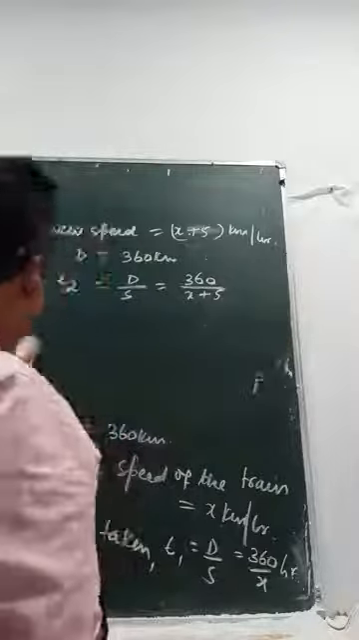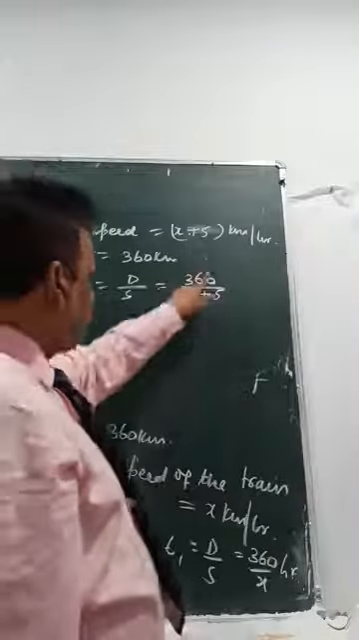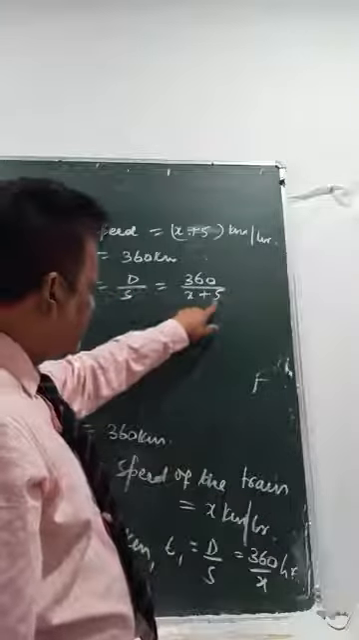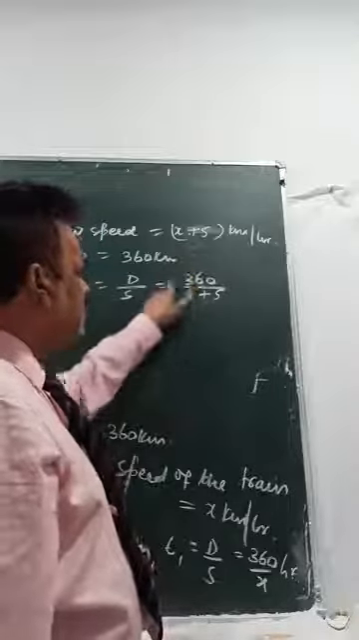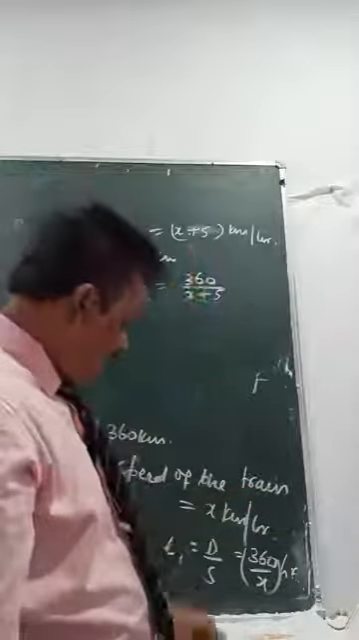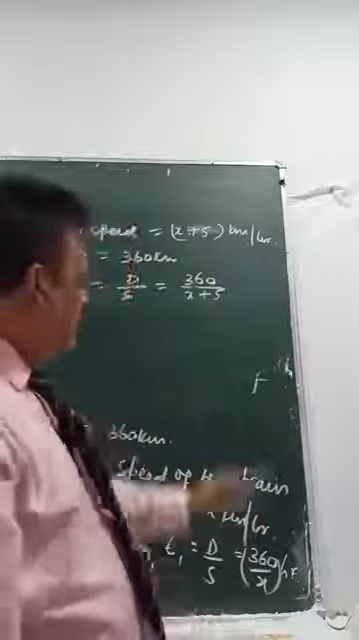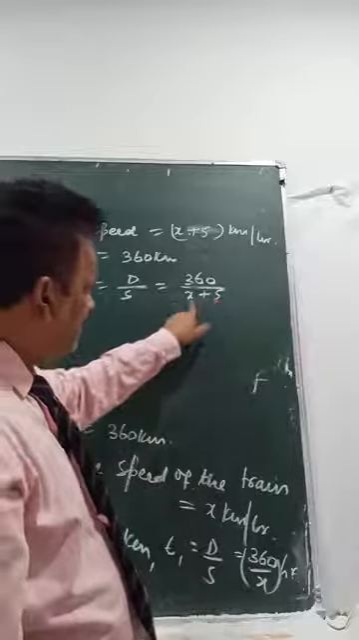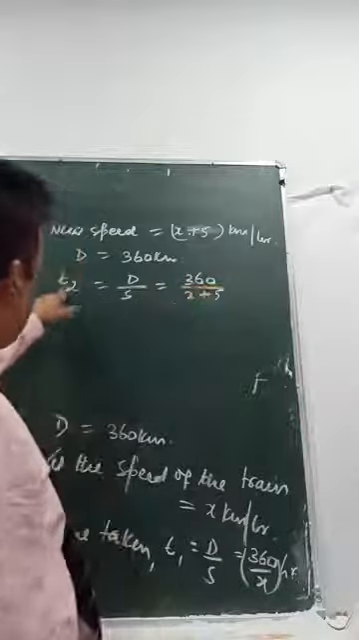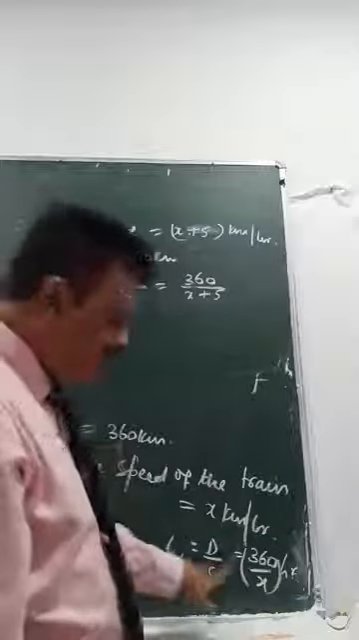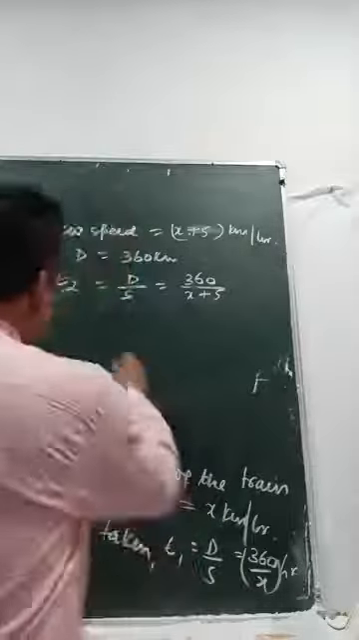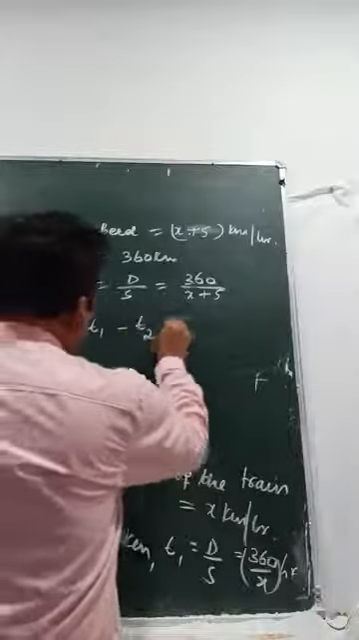Okay, you remember which one is bigger, 360 by x plus 5 or 360 by x? Whose denominator is bigger, the value is smaller. So this is smaller, this is bigger. So when speed is more, time taken is less. Speed is less, time taken is more. Here is x plus 5, here is x. This is bigger, means this value is smaller. That means time 2 is smaller. Time 1 is bigger. So bigger minus smaller, because the time taken is 1 hour less. So t1 minus t2 is 1 hour.